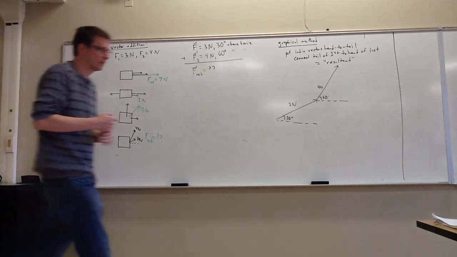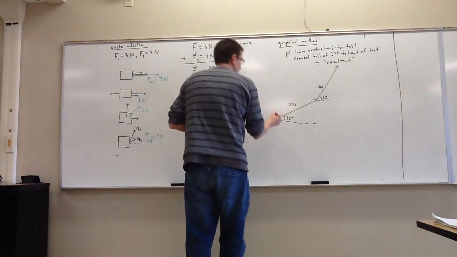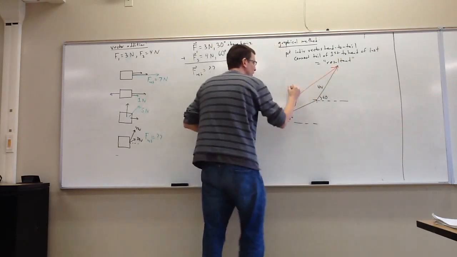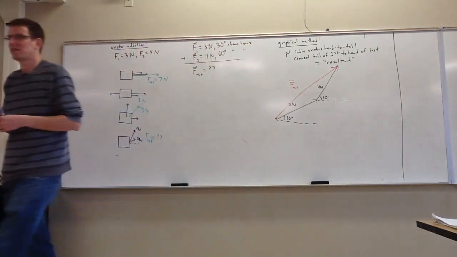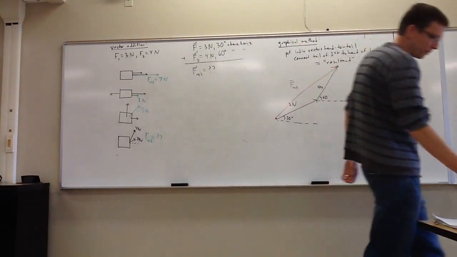So let's go ahead and follow the prescription. I connect the tail of the first to the head of the last. There is my net force, or resultant. My resultant of my sum, which in this case, since I'm adding force vectors, I get the net force.